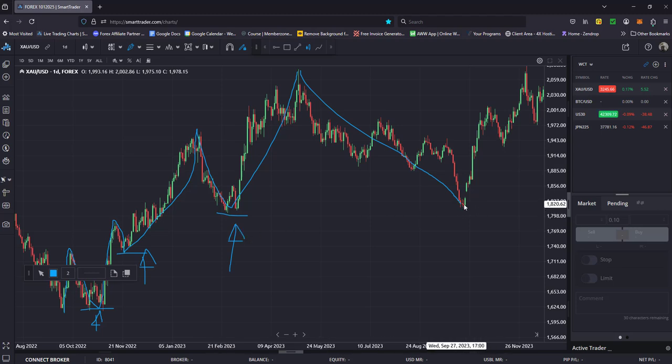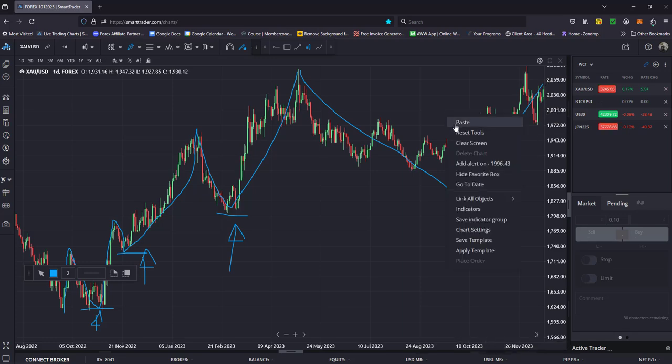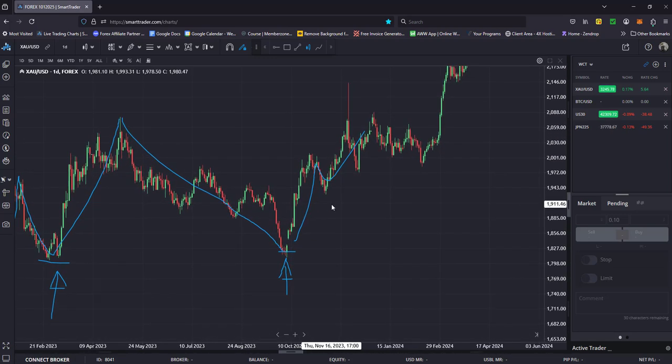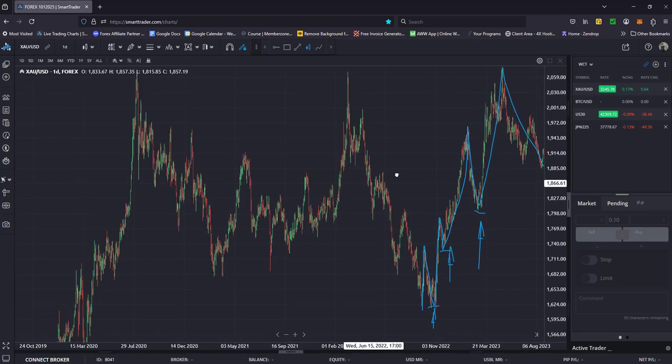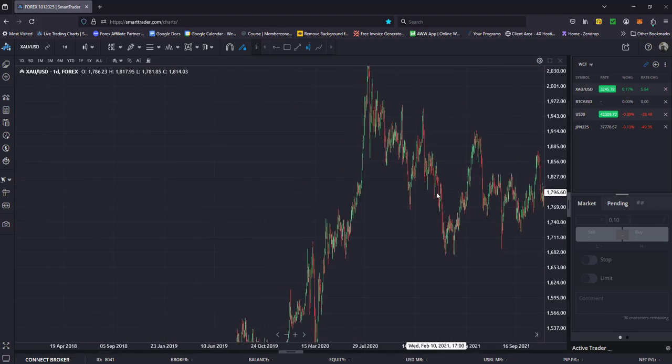So if this is where we were at and we see this here and the market formed a new higher low, this is a good area for us to look to buy this market. And as you can see, the market continued pushing up. And in a downtrend, it will be the opposite.